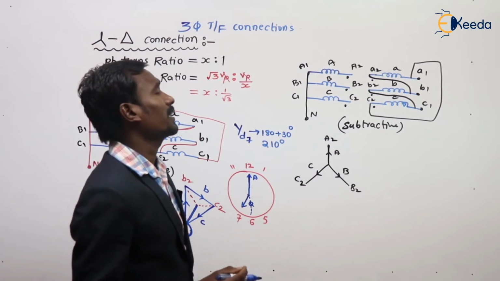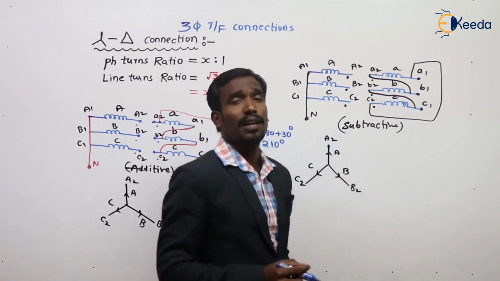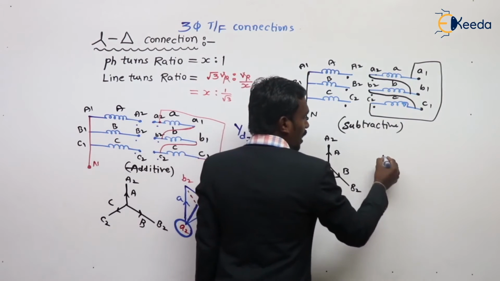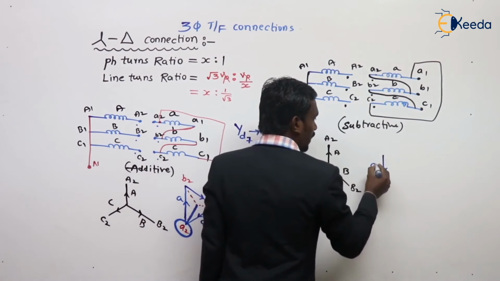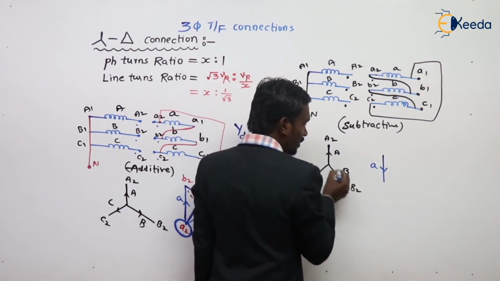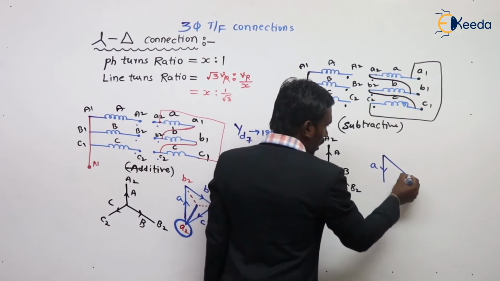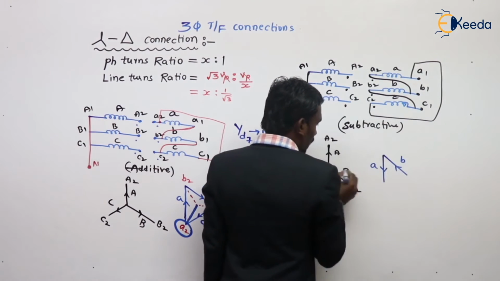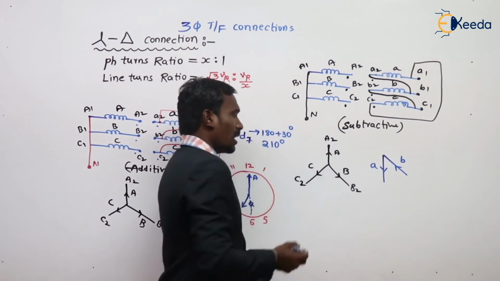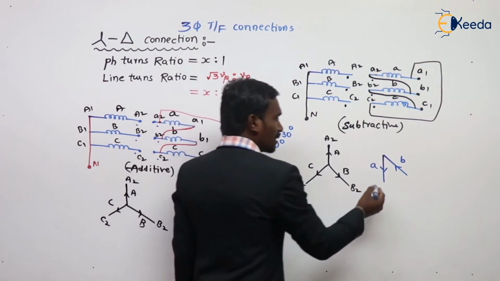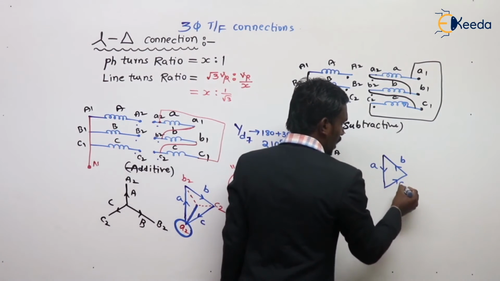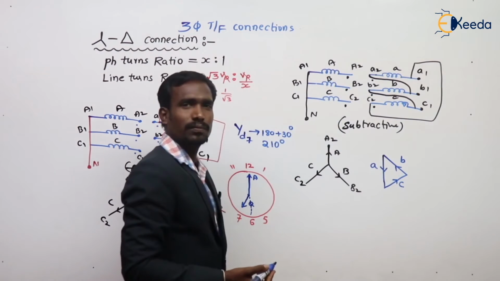Let's draw the secondary or arbitrary delta. So see, if A is here, then our small a should be like this. And if B is like this, then our small b should be like this in the opposite direction. And my C is like this, so our small c should be like this.